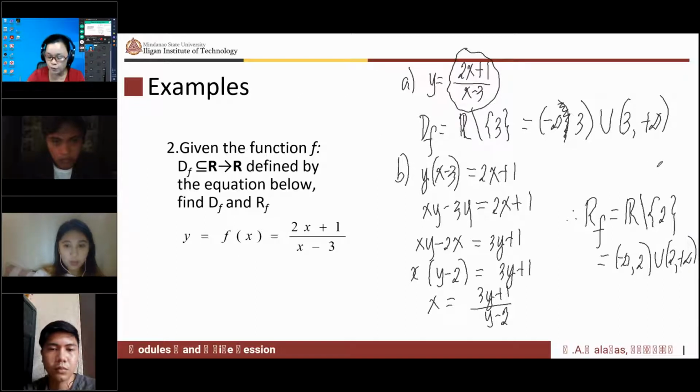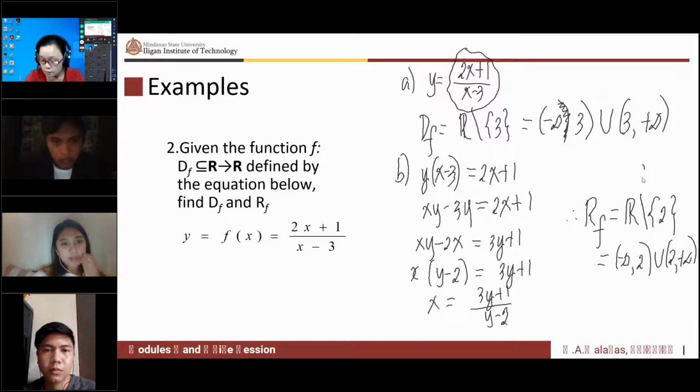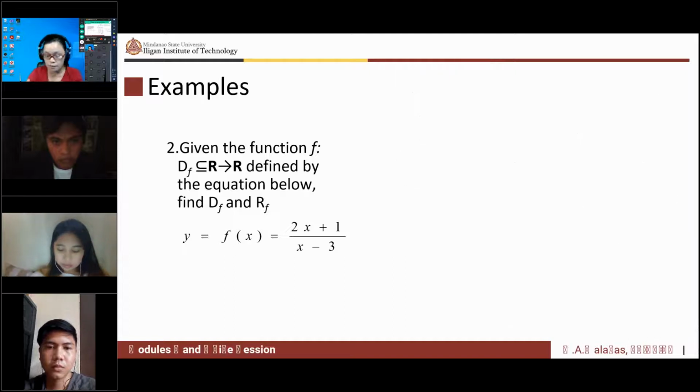Okay, so before we proceed to the next example, let me erase this. I hope you have already copied for those who want to review your work later. So we have erased this one. Now let's proceed to the next example.